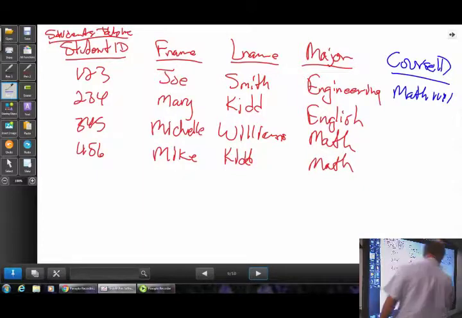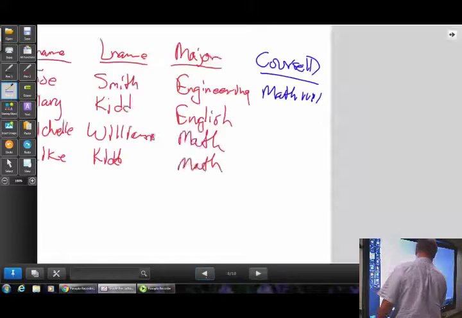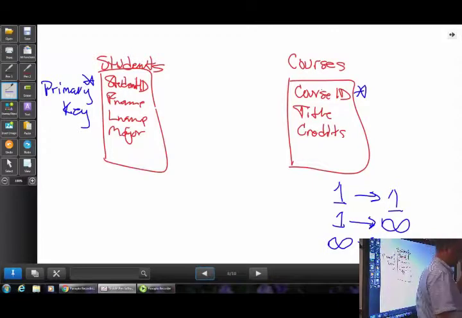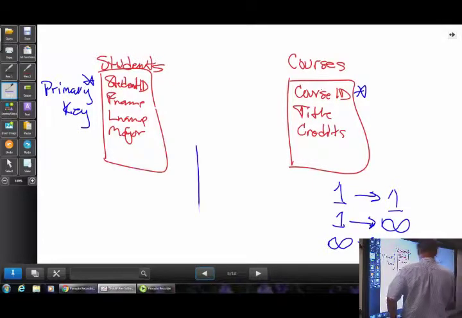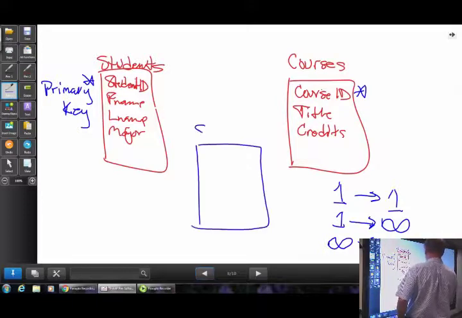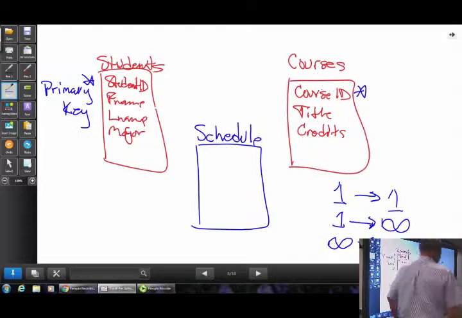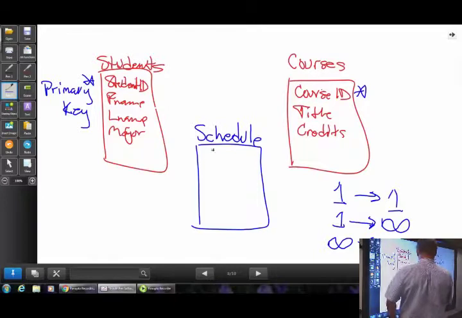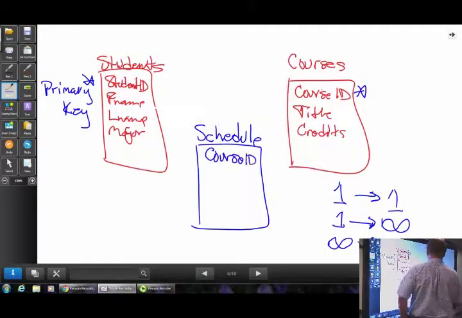So what we can do, with this primary key information, since this is unique and this is unique, is make a third table, and we'll call this table schedule. All right, what fields would you put in here? Course ID.